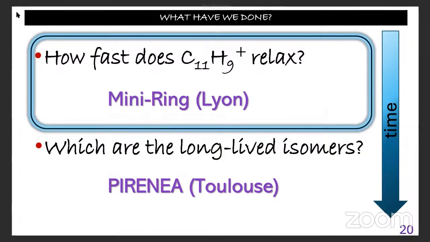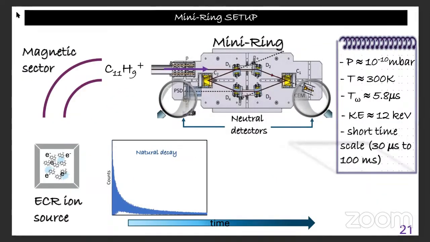But well, now let's move to the beginning of this story. How fast does this cation relax, and what are the mechanisms behind this? Now here we can see the other setup, Mini Ring. This setup is an electrostatic storage ring, and due to its small size, hence the name mini, we can access short time scales just after cation formation.